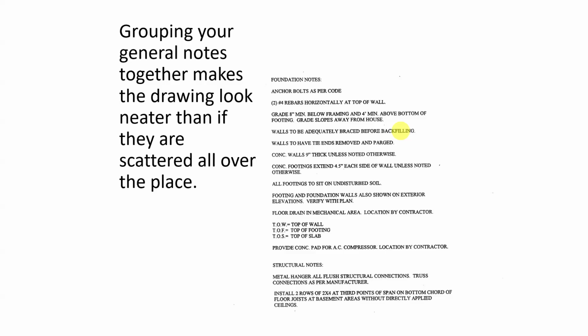Concrete walls 9 inches thick unless noted otherwise. So there's a good general note. Even though I noted it as 9 inches on the plan, that's a good note to have just so that it covers me. Concrete footings extend 4.5 inches each side of wall unless noted otherwise. I could also have said footings to be 18 inches wide by 12 inches thick. In reality, that would have worked better because 9 inches plus 9 inches is 18 inches, and I didn't tell them the thickness in that note. I should have just told them that the footings were 12 inches thick.